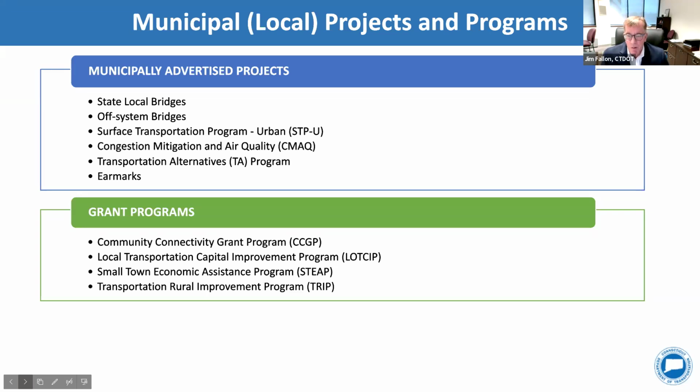And then we also have our grant programs: community connectivity, LOTSIP and TRIP. So LOTSIP is a $75 million annual program, and community connectivity is about $12 million annually. The next slide.